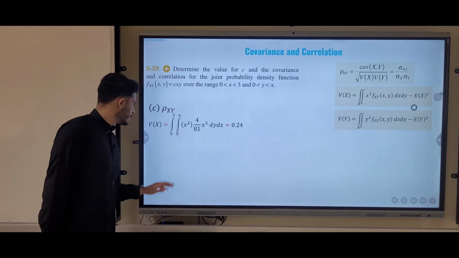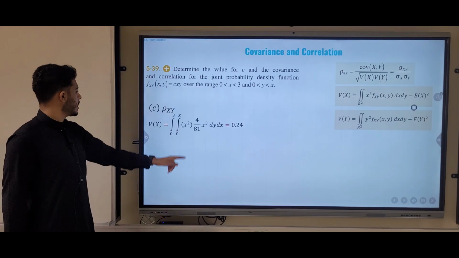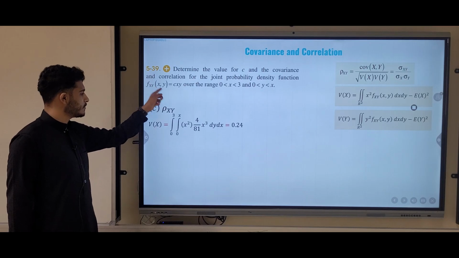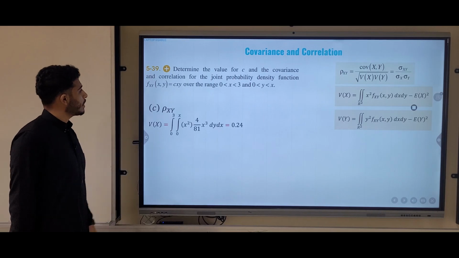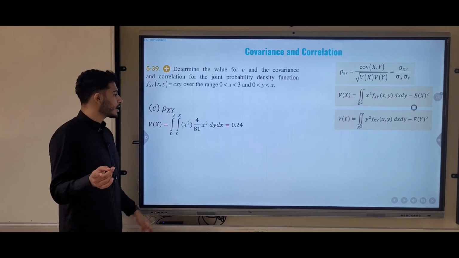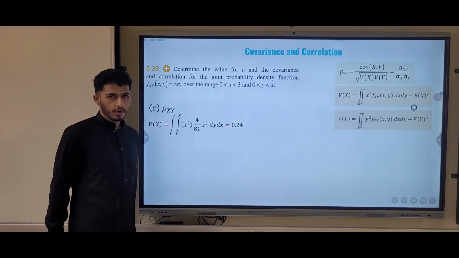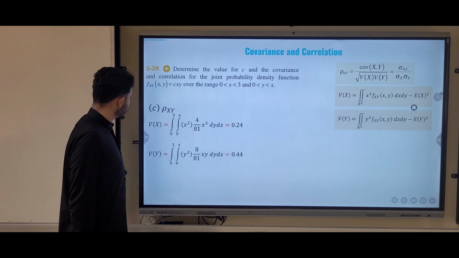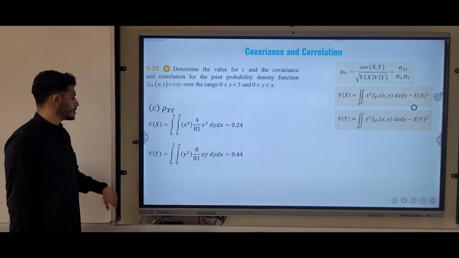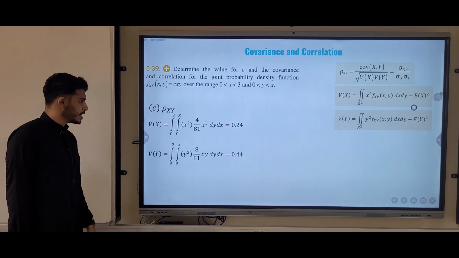So finding the variance of x is like this: implementing that formula, multiplying this probability density function by x squared, and then integrating over the whole region of x and y, taking into consideration the order of integration also, because you don't want to be left with hanging variables. Then do the exact same thing to y, with the exception that you're going to be multiplying by y squared.